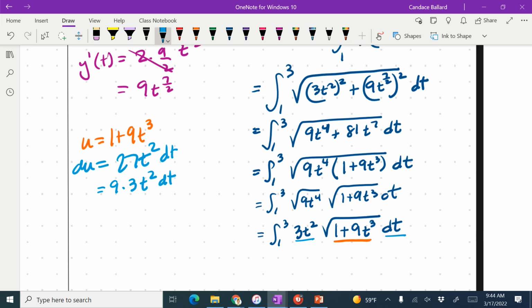What am I missing? Got this piece. What am I missing in the du? Do I have that? No, I don't have that. I have it in orange. I can't count it twice, right? So I need to add that in. So remember, we add 1 on the inside and we do 1/9 on the outside.